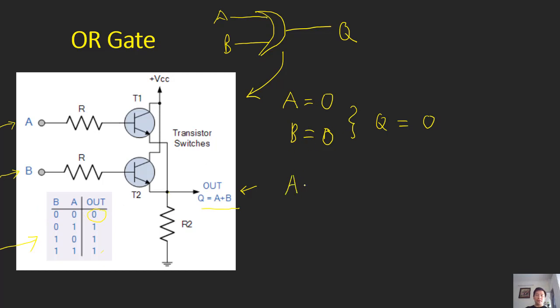Now A equals 1, B equals 1. A equals 1 means this transistor is open, and this transistor will open also. Both transistors are open. So at the output we have a voltage that we can measure at this point. So Q equals 1. Okay, so this is it.